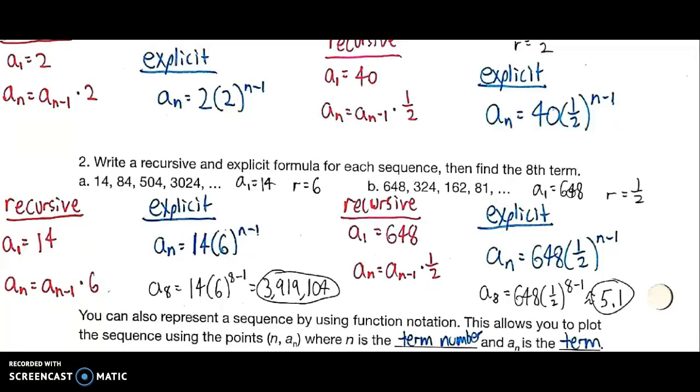Looks like we start at 648. And what happens every time? Looks like these are being divided by 2. So again, you want to list that as multiplication. We're multiplying times a half or 0.5.